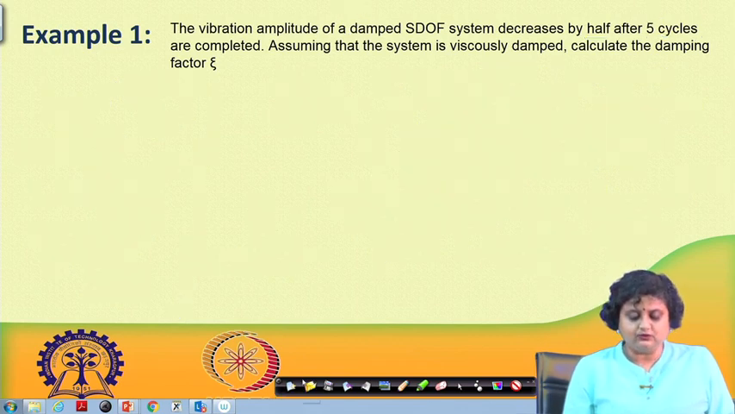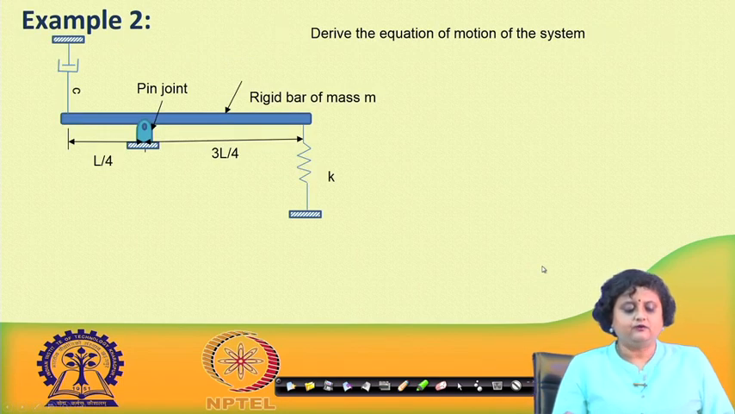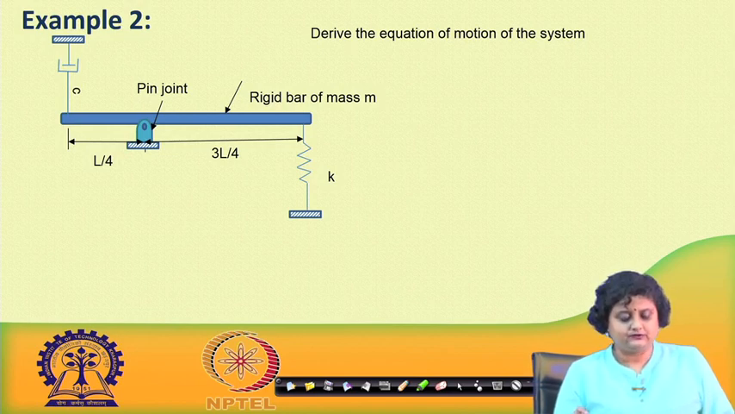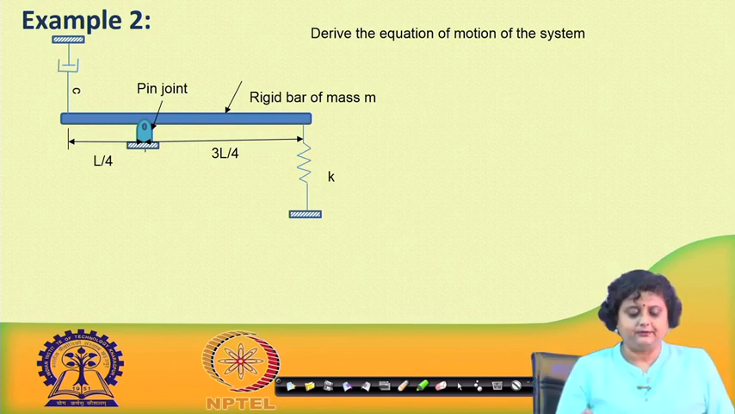Let us move into the next example, in which I will try to derive the equation of motion of a single degree of freedom system which has a damper, so that you know how to find the equation of motion of a system with a damper.